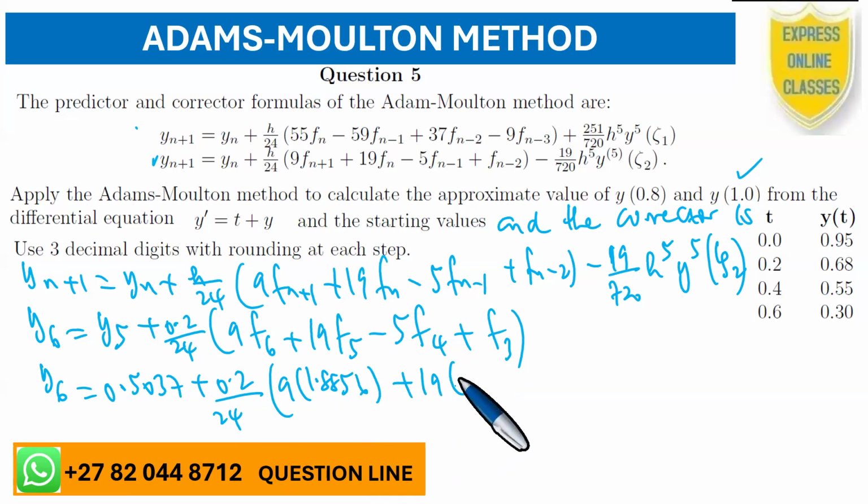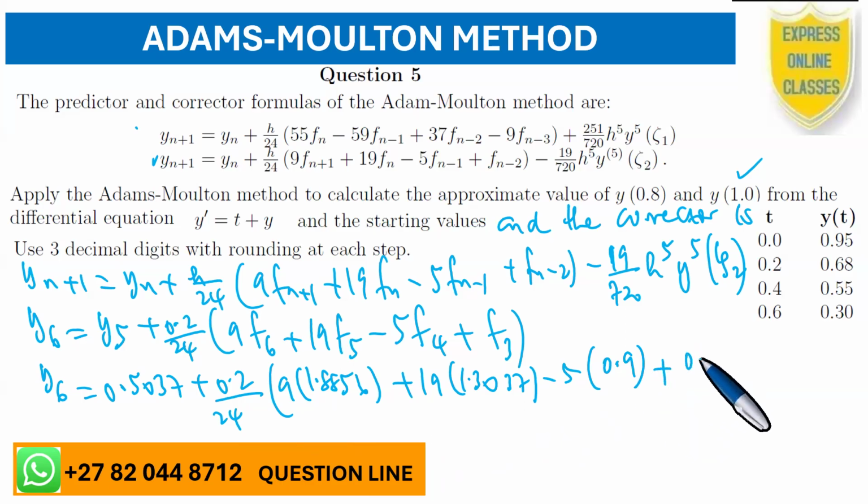F5 is 1.3037. F4 from the table is 0.9. F3, and then if you do all these here, it's going to be 0.822.